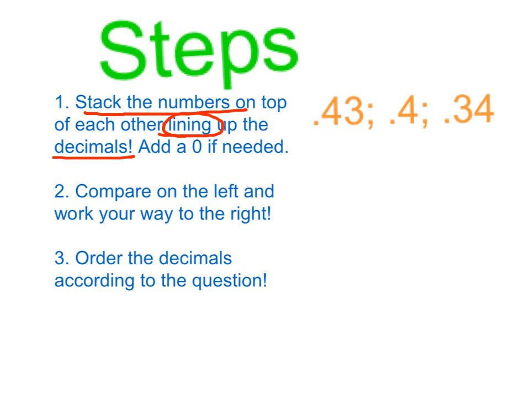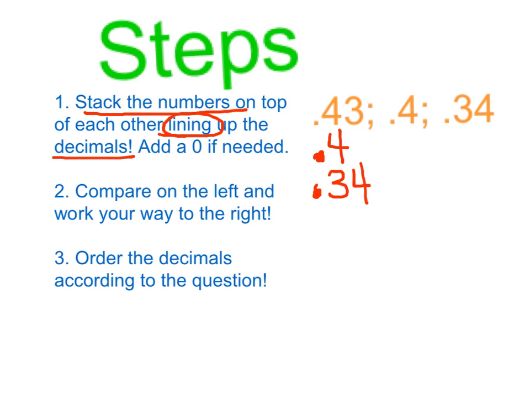We have 43 hundredths, 4 tenths, and 34 hundredths. So I'm going to put the decimal there and put my 4, and then I'm going to start with 34 hundredths. I'm going to put my decimal and then put the 34 hundredths.